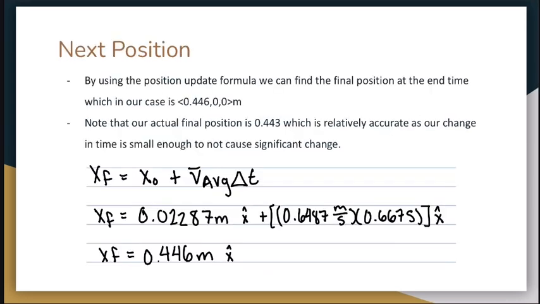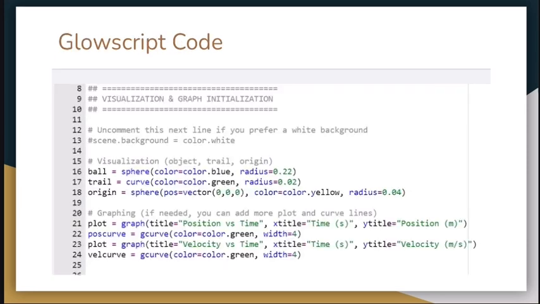To find our next position, by using the position update formula, we can find that our final position at the end time, in our case, is 0.446 meters in the x direction. Note that our actual final position is 0.443 meters, which is relatively accurate as our change in time is small enough to not cause significant change. Down here, we have our calculation.